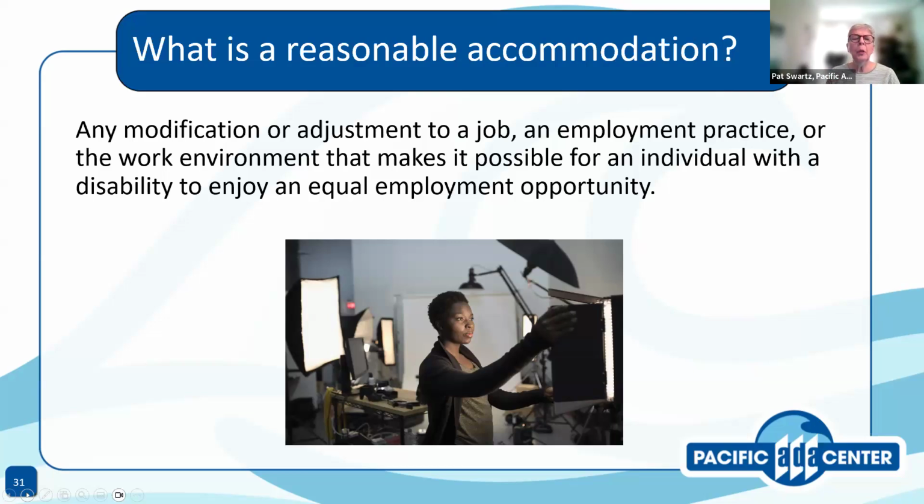Okay, what is a reasonable accommodation? Any modification or adjustment to a job, an employment practice, or the work environment that makes it possible for an individual with a disability to enjoy an equal employment opportunity is a reasonable accommodation. Okay, next.